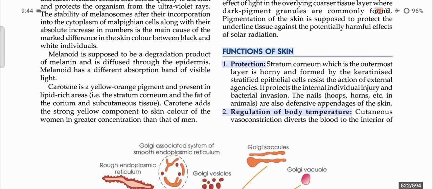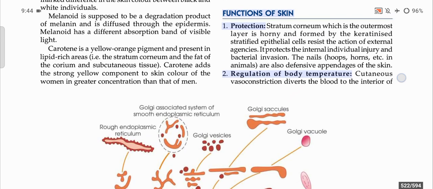First of all, protection. The stratum corneum, which is the outermost layer, is horny and formed by keratinized stratified epithelial cells, which resist the action of external agencies. It protects the internal structures from injury and bacterial invasion. The nails, hooves, horns, etc. in animals are also defensive appendages of the skin. So the first function is protection from the external environment, and from other substances, bacteria, and viruses.